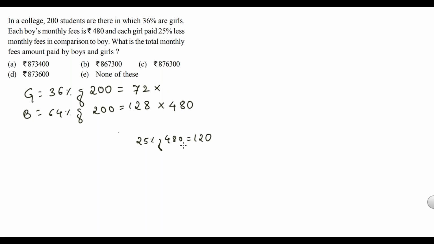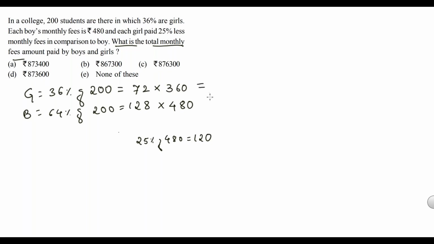So 480 minus 120 is the fees paid by each girl. Then what is the fees paid by each girl? 360. Right? 120 less means 360. Now the question is, what is the total monthly fees amount paid by boys and girls together?